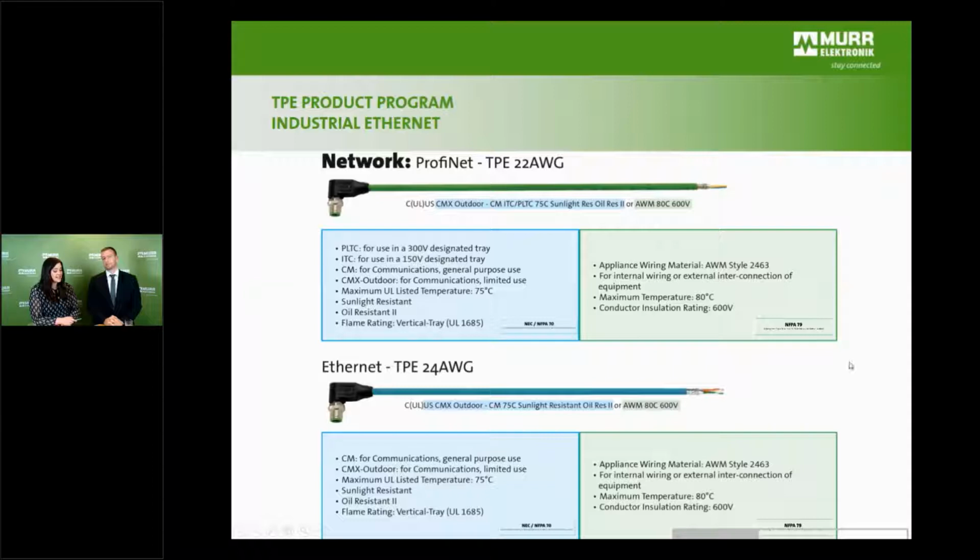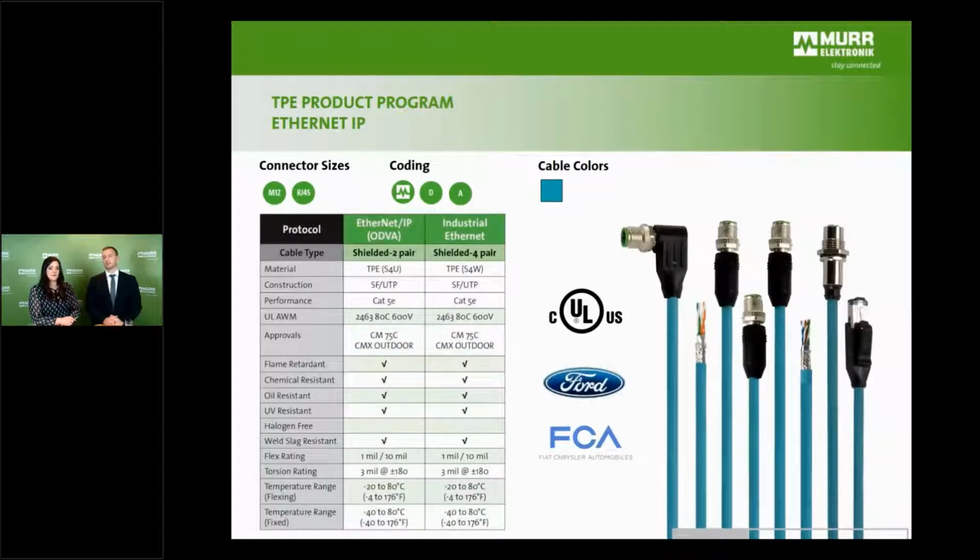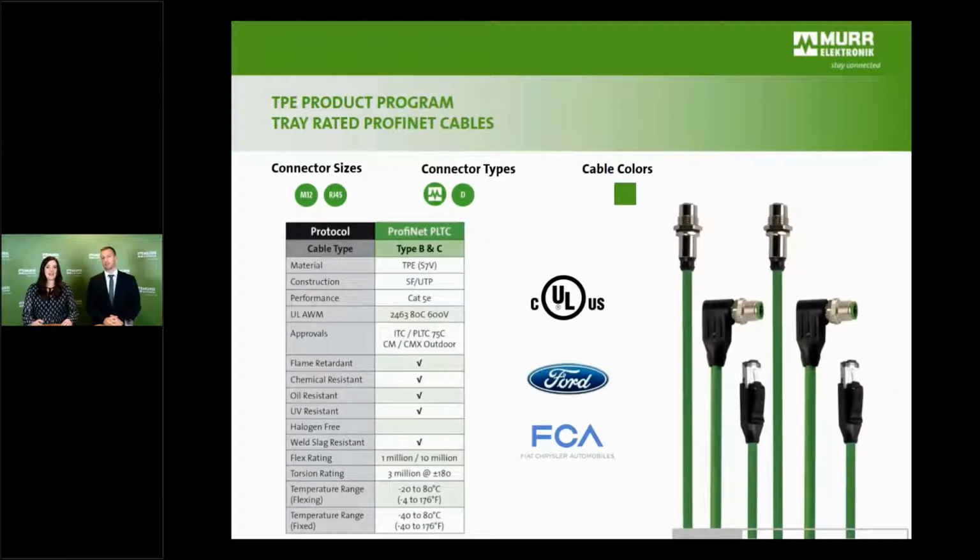Very nice. And are these also listed in the Ford handbook? Yes. We have the listing of the Ethernet IP versions. They are also listed. Okay. And we have it also for our Profinet cables. Exactly. On the next slide, you can see the green ones. Yes, we have it for Profinet. Both types are listed. Excellent.